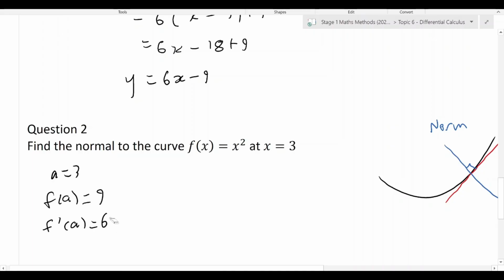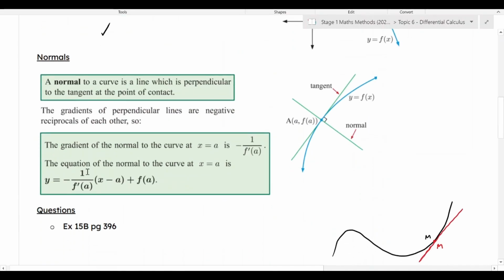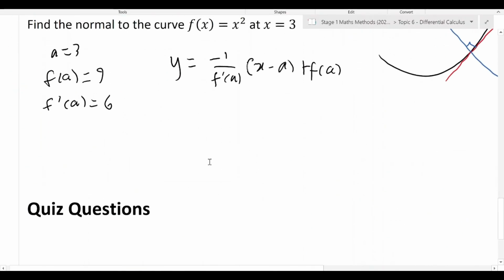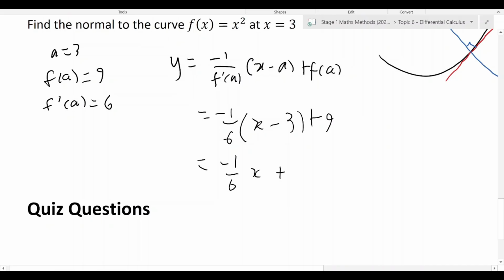Because this is the same sort of question as before, I've just replaced the word tangent with normal. Basically, the equation looks like this. It's minus 1 over f dash of a out the front, times (x take a) plus f of a. And that equation is also in your topic booklet up here. There it is. So basically, all that you change in the equation is that bit there. So let's just chug through it and see what we get. Minus 1 over 6, times (x take 3) plus 9. So I'm going to get minus a sixth x, take, that'll become plus a half, plus 9. So minus a sixth x plus 9.5. That's the equation of my normal.